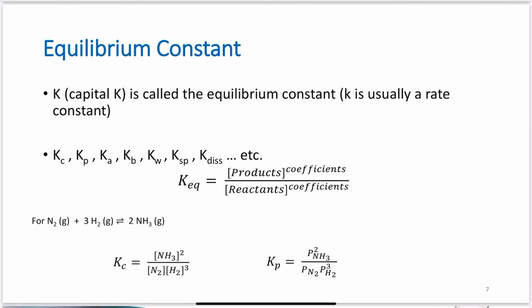And we can also use K with many different subscripts. Each little subscript here represents a different type of K. Kc, concentration. Kp is for pressure. Ka is for acids. Kb is for bases. Kw is for water. Ksp stands for slightly soluble or solubility product.